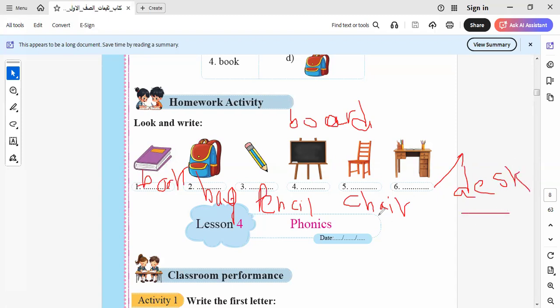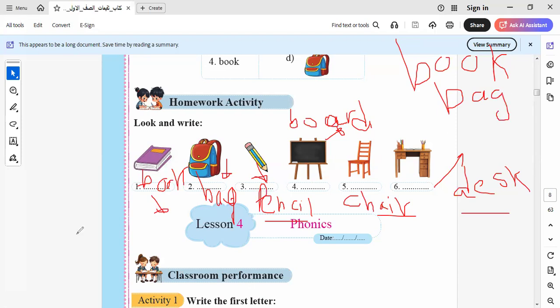So here we have desk, chair, pencil. This is called pencil. I make an arrow to show this is pencil. And this is board. This is bag. And this is book. I would like to write it separately. This is book, written like this. I will write it as it is. This bag and this book. Okay, written like this. Let's continue the rest of the exercise.